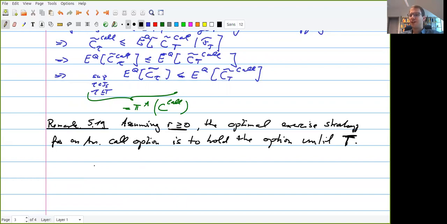Of course, this is not true for American put options, at least in general. Otherwise, would this be true for all American options? There would be no use for them. But the American call option is special in this sense, right? So in general, meaning in most of the cases, this is not true for American put options.